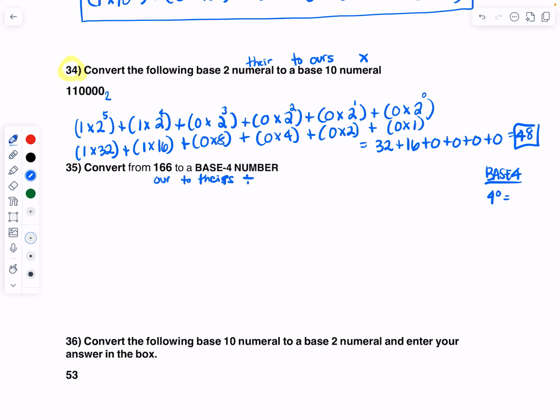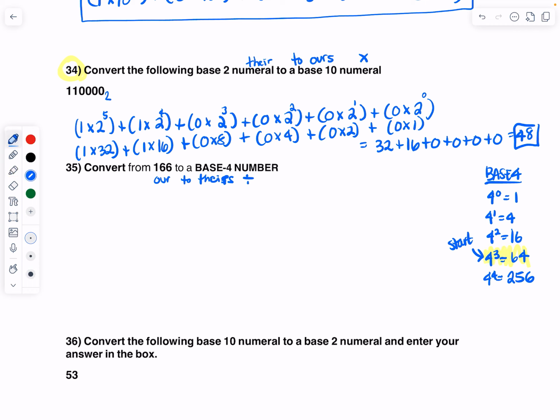So 4 to the 0 is 1. 4 to the first is 4. 4 to the second is 16. 4 to the third is, I think it's 64, but let me double check. Whoops, calculator came off. 16 times 4 is 64, I was right. All right, getting close, but let's try 4 to the fourth just to make sure. So 4 raised to the fourth power is going to give me 256, which is too big. So I'm going to start at 4 to the third. So that's what I'm going to divide by.